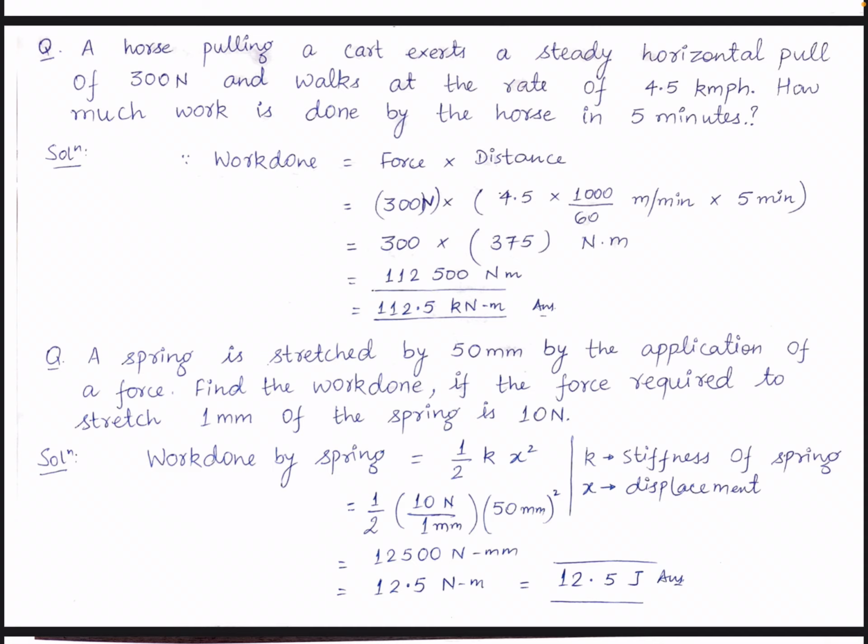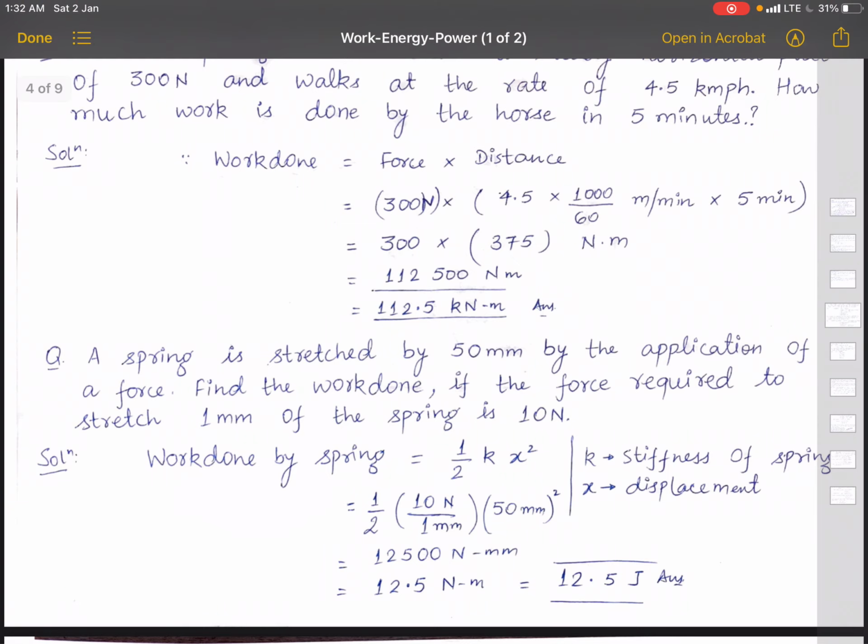Now the second problem: a spring is stretched by 50 mm by the application of force. Find the work done if the force required to stretch 1 mm of the spring is 10 Newton. So stiffness is given, that is 10 by 1 mm, and the work done on a spring is half kx squared. K is stiffness, x is displacement. Both are given. Just put the values, you will get 12.5 joule.